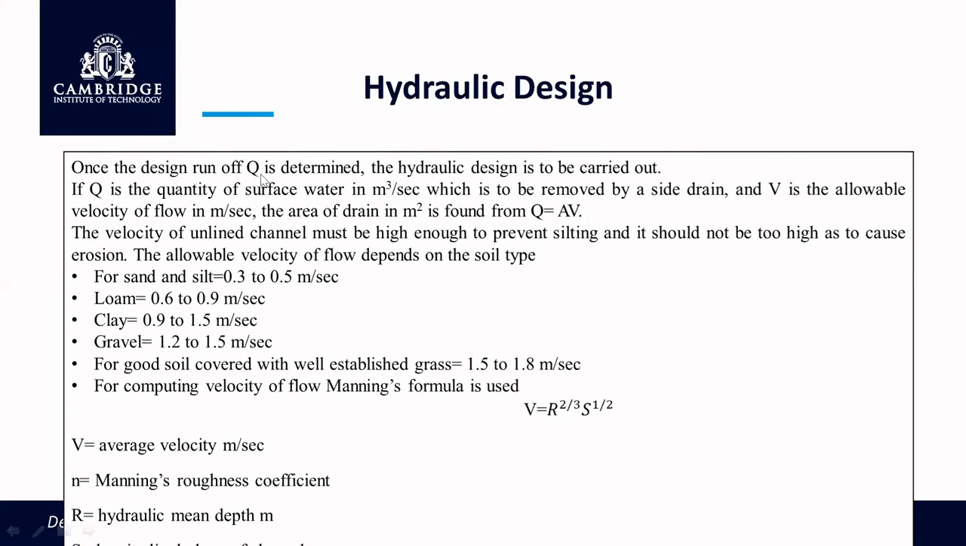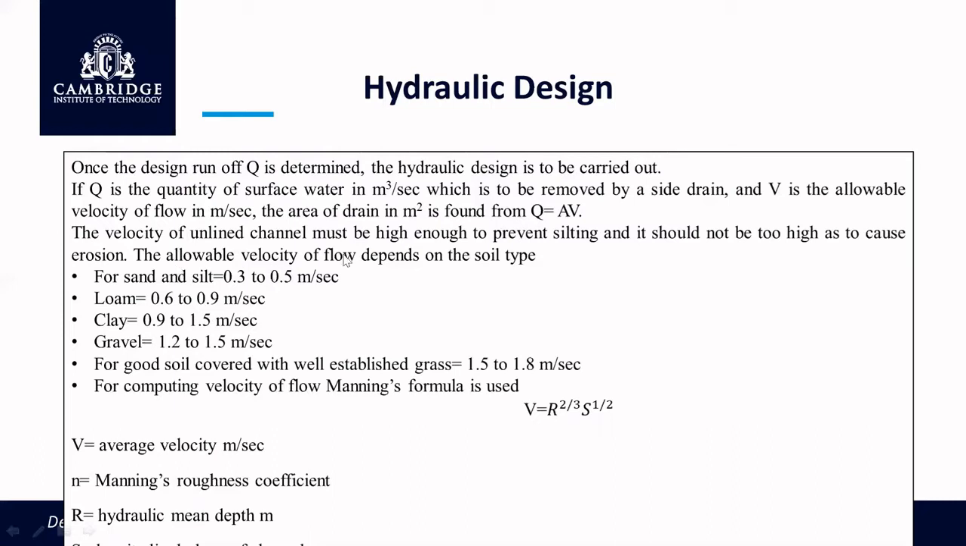Once the design value of Q is determined, the hydraulic design is to be carried out. If Q is the quantity of surface water in cubic meter per second, which is to be removed by a side drain, and V is the allowable velocity of flow in meter per second, the area of drain in meter squares is found from Q is equal to AV. That's the continuity equation. The velocity in an unlined channel must be high enough to prevent silting and should not be so high as to cause erosion.